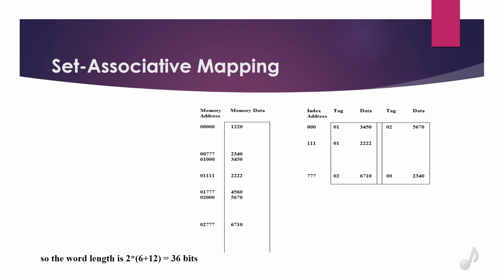The disadvantage of direct mapping is that two words with the same index in their address but with different tag values cannot reside in cache memory at the same time. Set associative mapping is an improvement over direct mapping in that each word of cache can store two or more words of memory under the same index address. Each index address refers to two data words and their associated tags. Each tag requires 6 bits and each data word has 12 bits. So the word length is 2 multiplied by (6 + 12), which equals 36 bits.